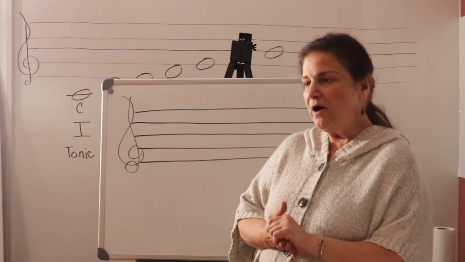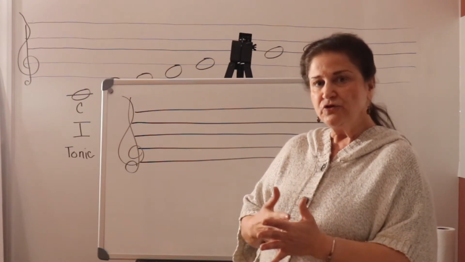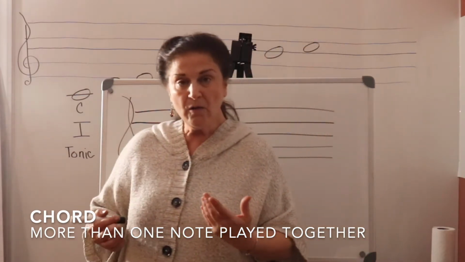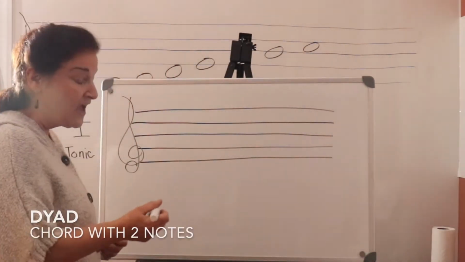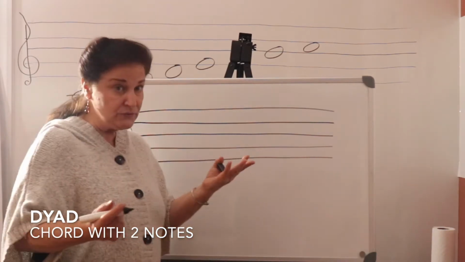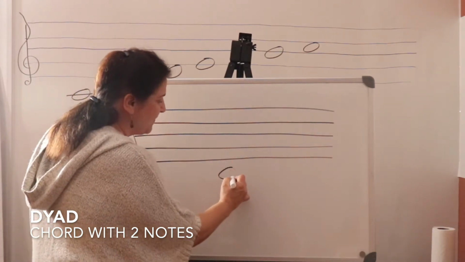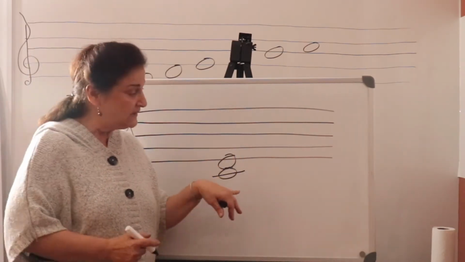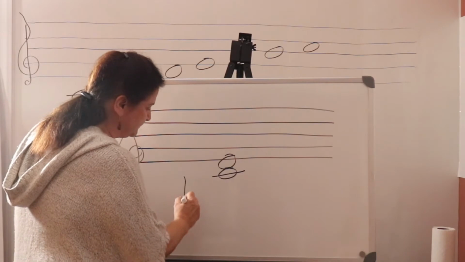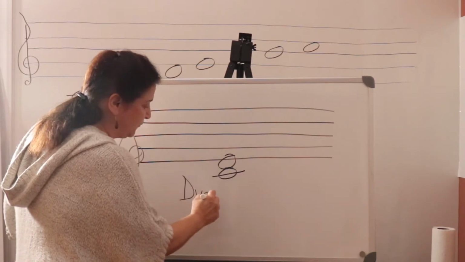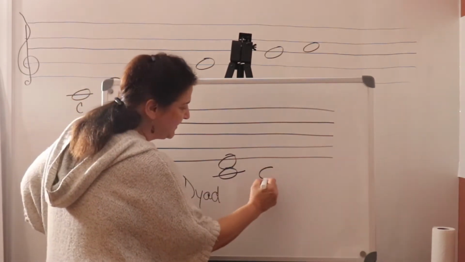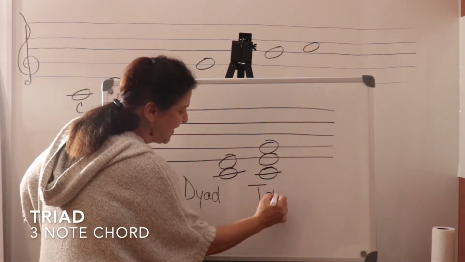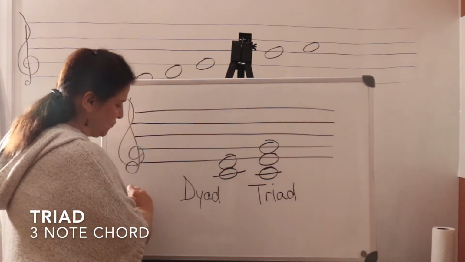There are a couple of different ways to build chords. Chords are more than one note. A dyad is two notes, one on top of another. That means we play them together. And that's a dyad, meaning a two-note chord. And then if we build a three-note chord, it's called a triad. And these are chords.